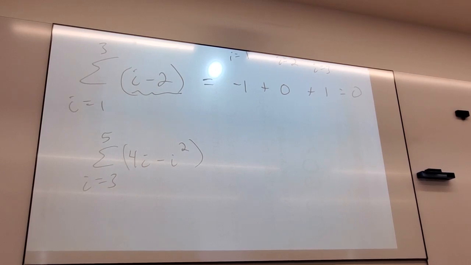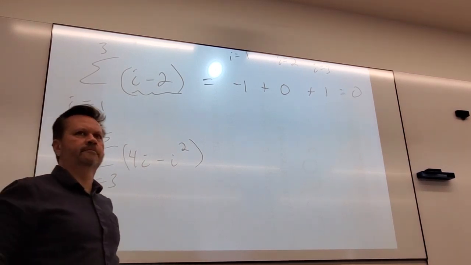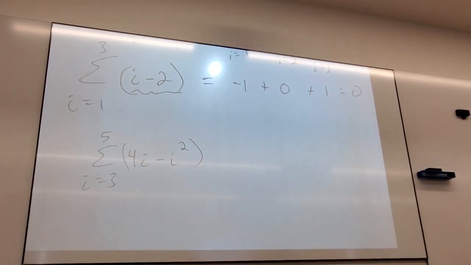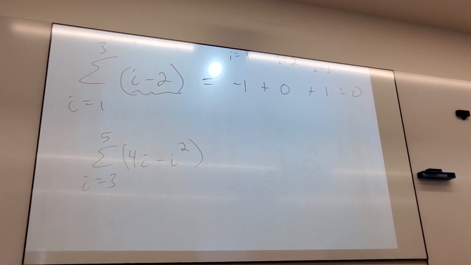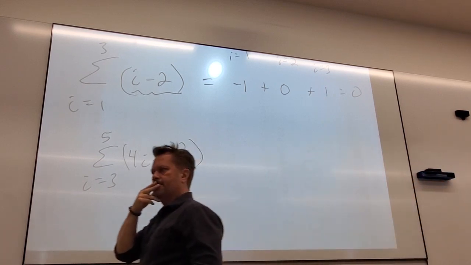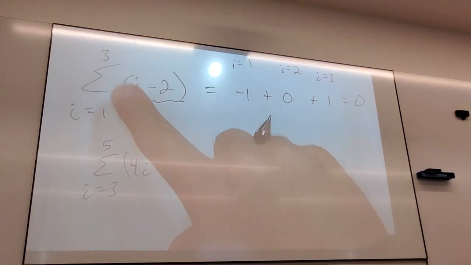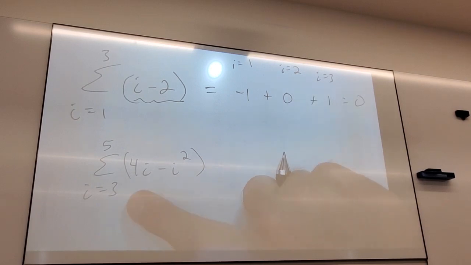How many values can i have in this expression? 3. So you're going to work with 3 terms here. You're starting with i equals 3, going up to i equals 5. The bottom is sort of like the minimum and the top is the maximum. So we went from 1 to 3 before, and that idea doesn't change. So here I want to go from 3 to 5.